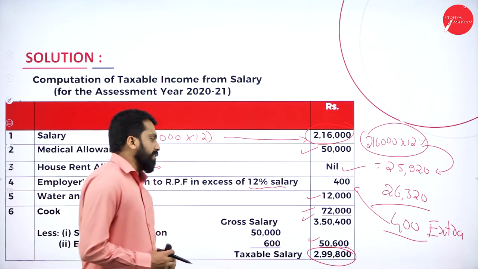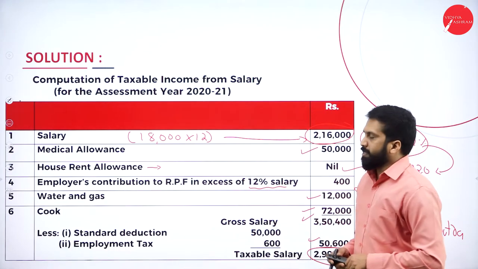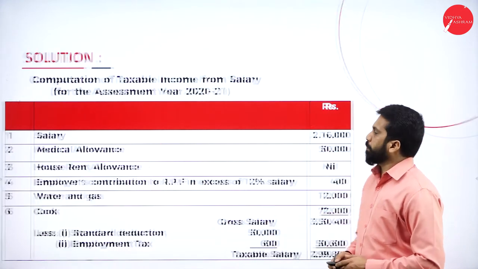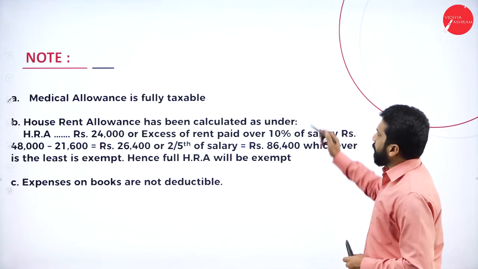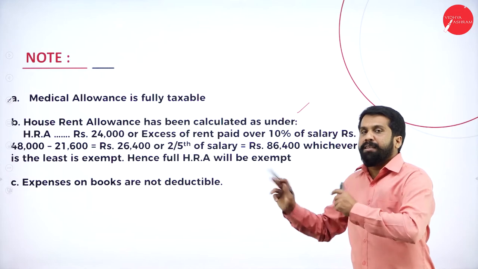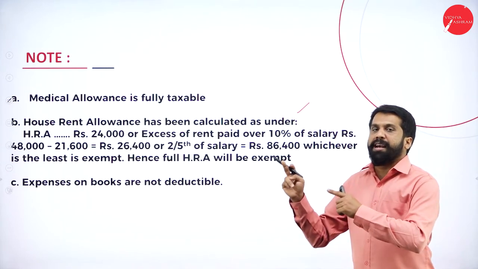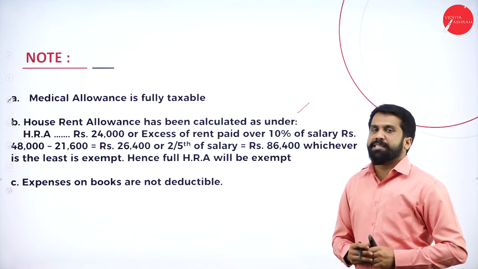Your final answer, 2,99,800. This is your taxable salary. Any doubt? No. HRA calculation they have done here. You can go as per this, or else whatever we have done in the concept sheet, that also. Anything is okay. Better whatever I have done in the concept sheet, that is easy to understand.